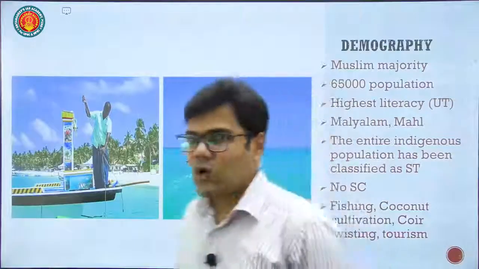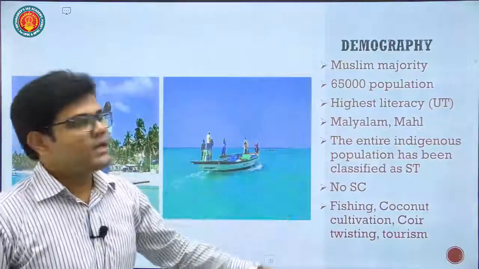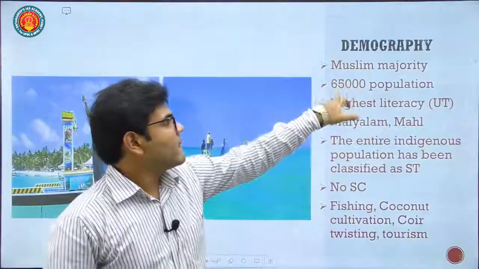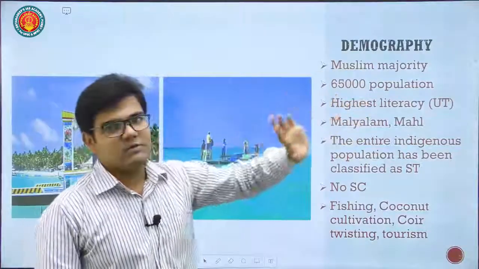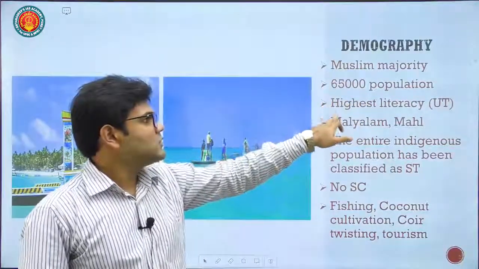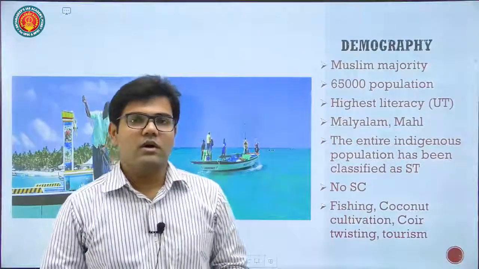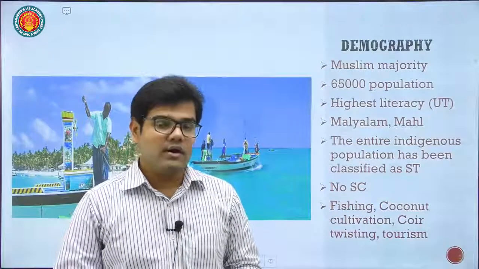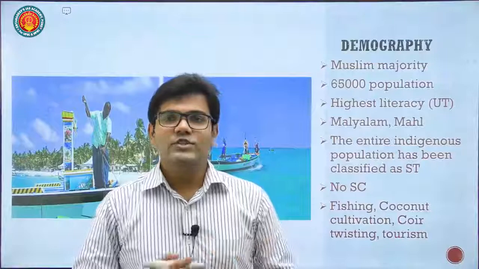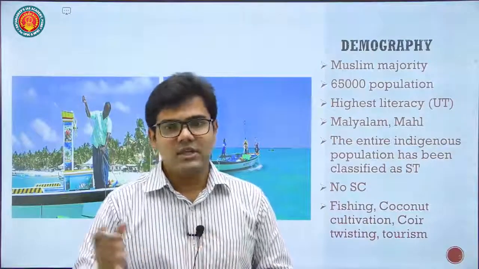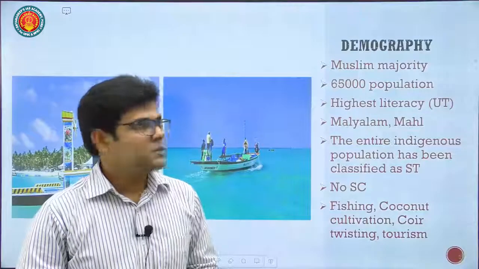So let's talk about the demography. Lakshadweep is a Muslim majority union territory. According to the 2011 census, only 65,000 population resides here. It has the highest literacy. You know Kerala has the highest literacy in terms of state, but if the question comes, which union territory has the highest literacy according to the 2011 census, the answer will be Lakshadweep Islands.